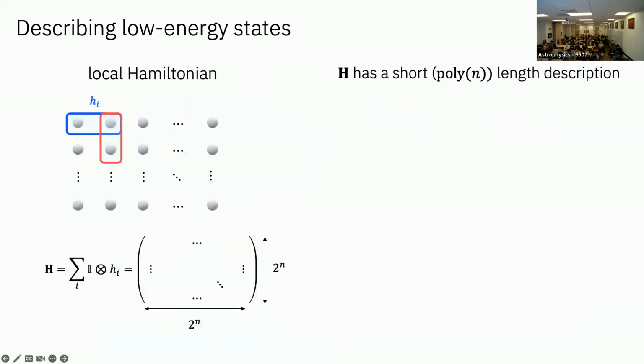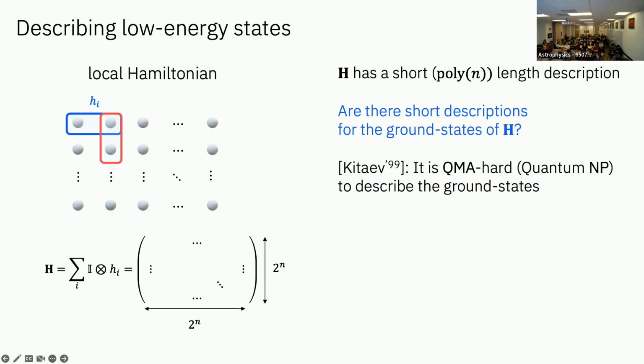Okay, so Hamiltonians, short descriptions, ground states, low energy states are the ones we want to understand. We should ask, are there short descriptions for the ground states themselves? And unfortunately, we actually know this one. This was proven by Kitaev in 1999 that it's QMA-hard, the quantum analog of NP-hardness. So it's not even computationally tractable to describe the ground states of these systems. So that's out of the picture.